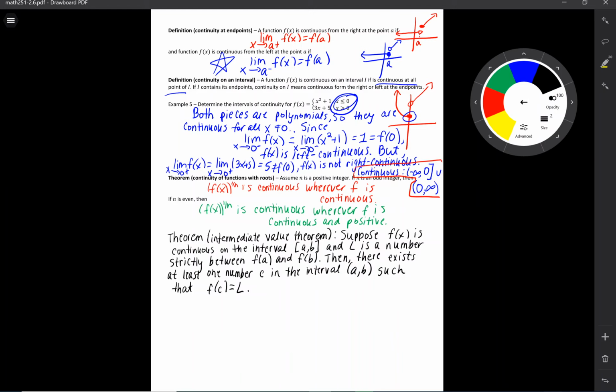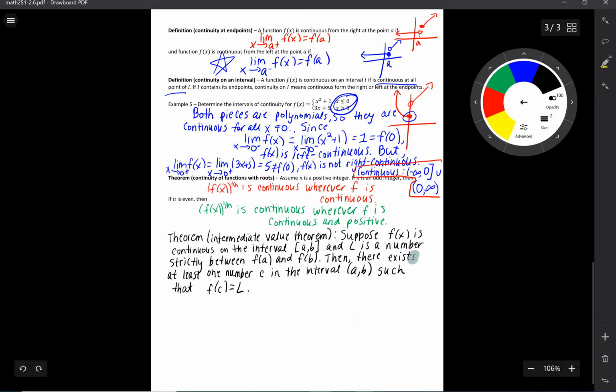Wow, this is a lot. Suppose f of x is continuous on the interval from a to b, and L is a number strictly between f of a and f of b. Then there exists at least one number c between a and b, such that f of c is equal to L. What does this look like?